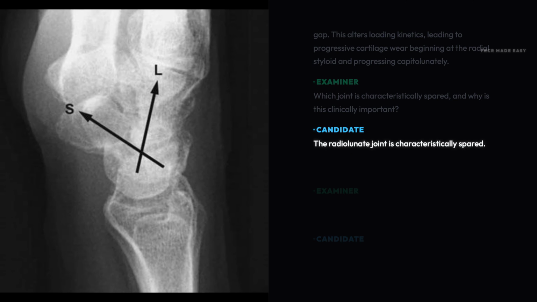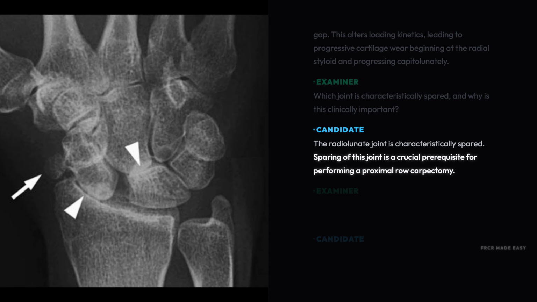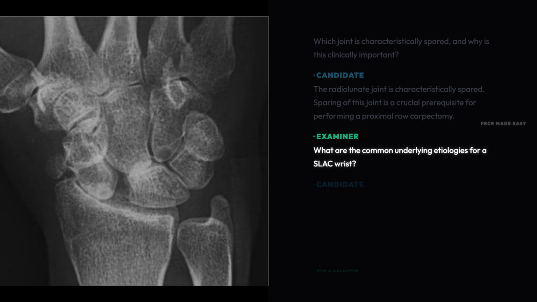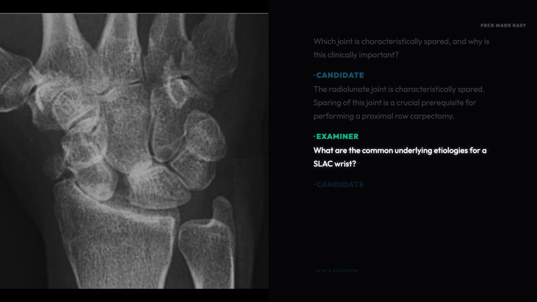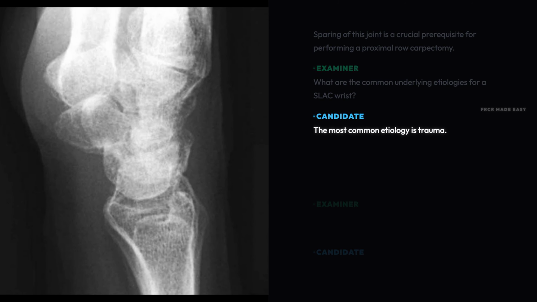The radiolunate joint is characteristically spared. Sparing of this joint is a crucial prerequisite for performing a proximal row carpectomy. What are the common underlying etiologies for SLAC wrist? The most common etiology is trauma.